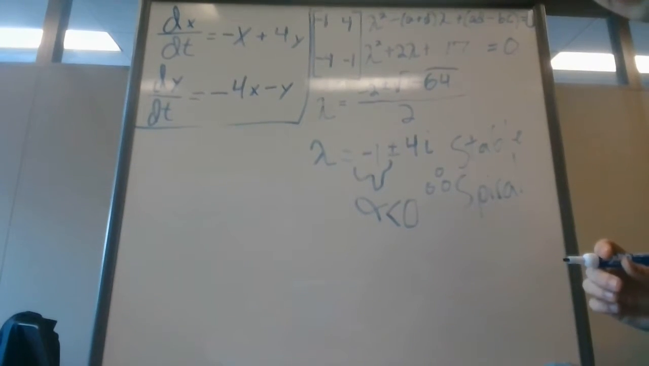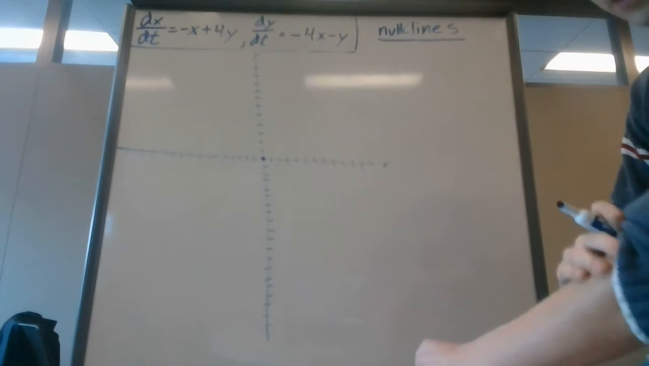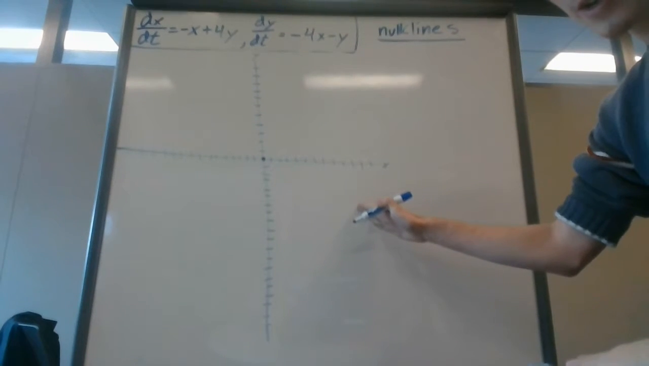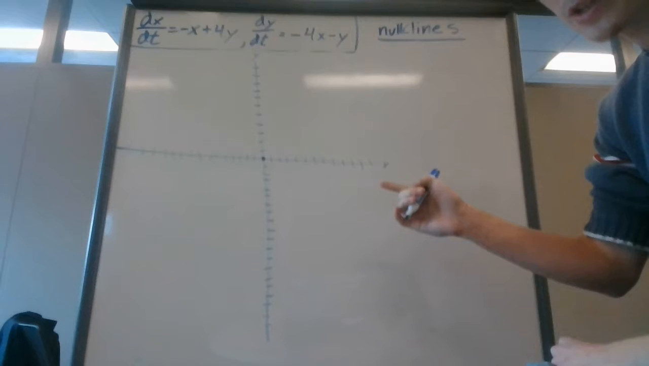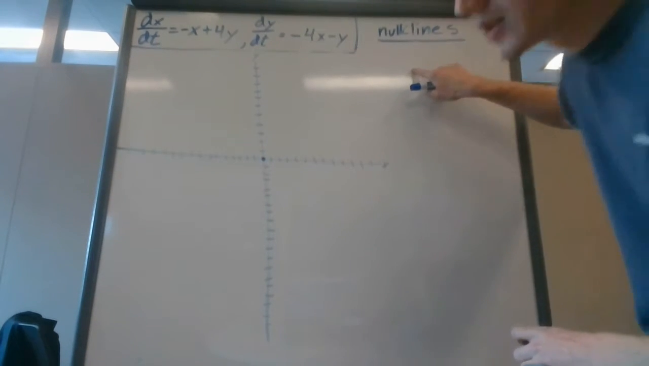Now I'm going to flip the board around. So we've determined the stability, and now we're going to draw the phase plane. Right now I have a blank plane, and what I'm first going to do is determine my null lines.